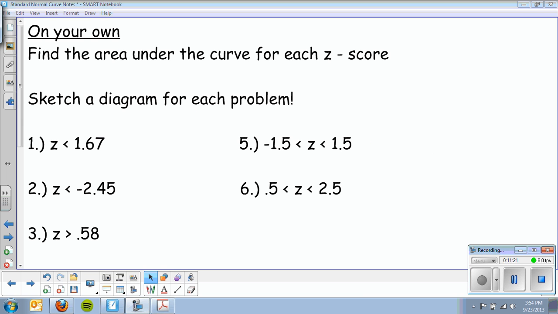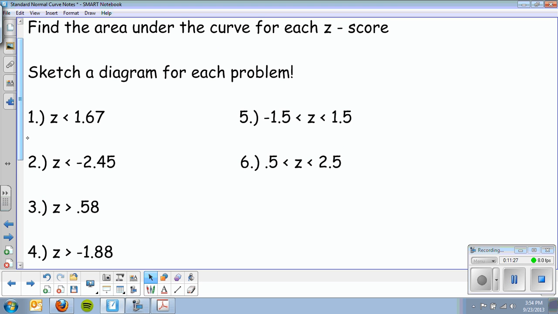Okay, so here's some problems that I would like you to try on your own. So there are 6 problems. I want you to find the area under the curve for each z-score. And remember to sketch a diagram for each problem. So go ahead and pause the video and use your table to answer those questions, and then unpause it and come back and check to see how you did. Good luck.